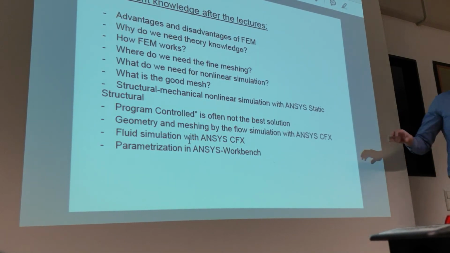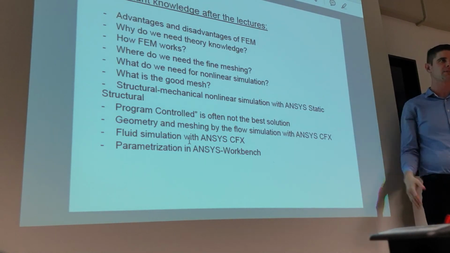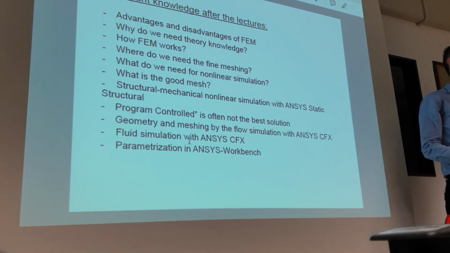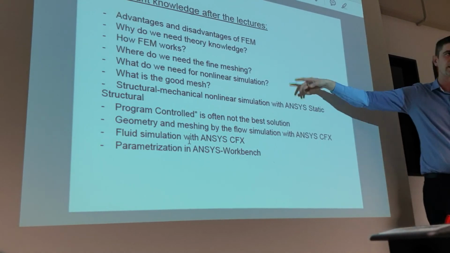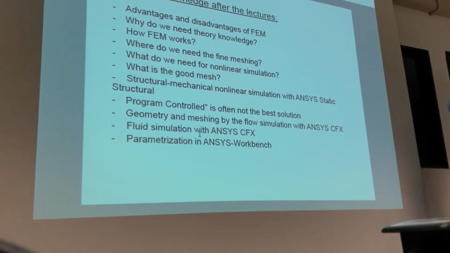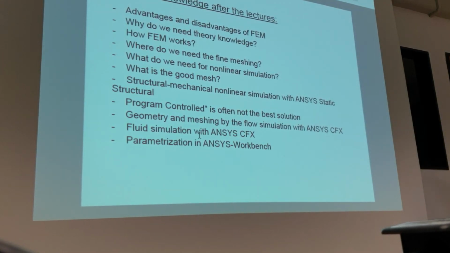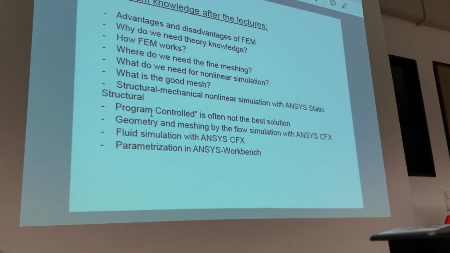Yeah? You will see also in examination questions, it will be a small, easy geometry. The question is, what do you have to do to get hexamesh? You have to slice something, yes? And then you will get hex mesh. So, then you know structural simulation, you know that program control is not the best solution. Very often we can decide, for example, places where we need the solution will be with quadratic basis function, other places with linear. Often the direct method can be quick, yes?